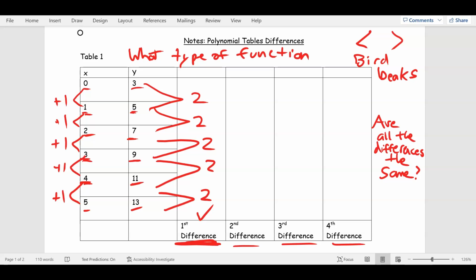So what type of function is that? Well, I'm telling you, if the first difference is all the same, that is linear. Okay? And if they're all the same, then you stop. Cool? So it's pretty easy, right? If the first difference is all the same, you know it's a linear function, you're done. Okay? Nice. All right, y'all ready for number 2?